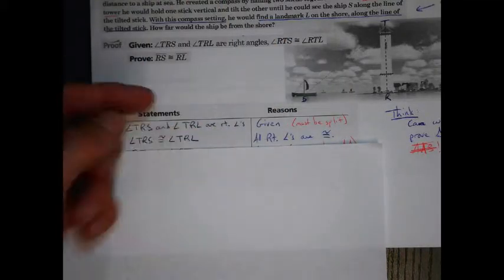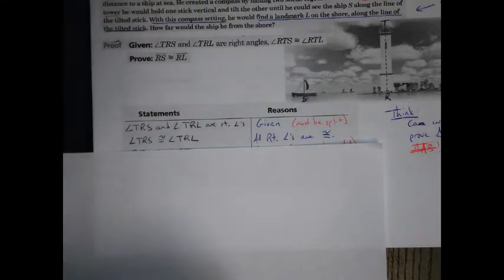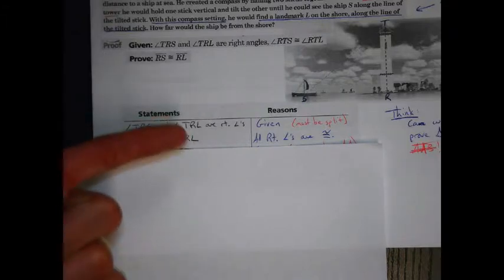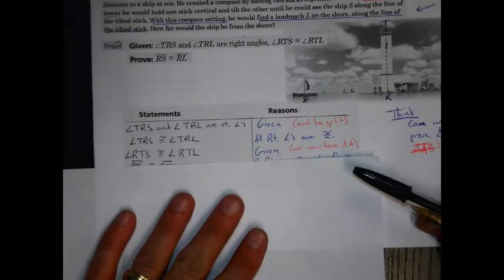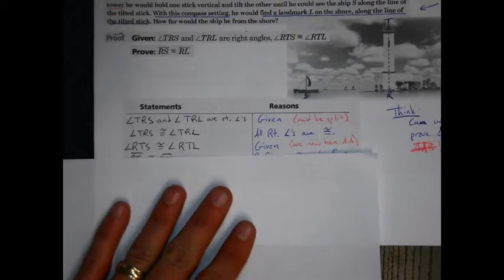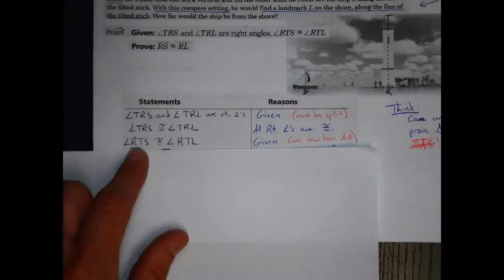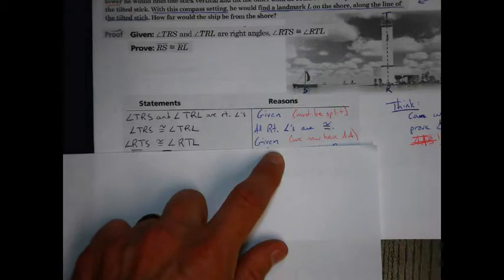So I can't just do the givens and then backtrack, and then say, hey, remember when we said they're right angles? Well, guess what? They're congruent. Split them up. They're right, so they're congruent. Now we've established that. Now we can have our two angles. Okay, so RTS is congruent to RTL. That's the other given. Okay, so now I can say that.